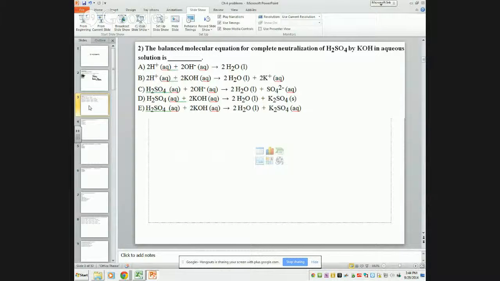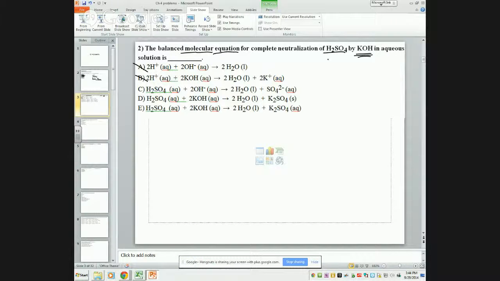All right, so we take a look at number 2. So the balanced molecular equation for the complete neutralization of H2SO4 by KOH in aqueous solution is blank. So since we're talking about the molecular equation, we're not doing the net ionic. We want to know what the actual molecules are. So we're going to start with H2SO4 and KOH as reactants. So that gets rid of A and B real quick.